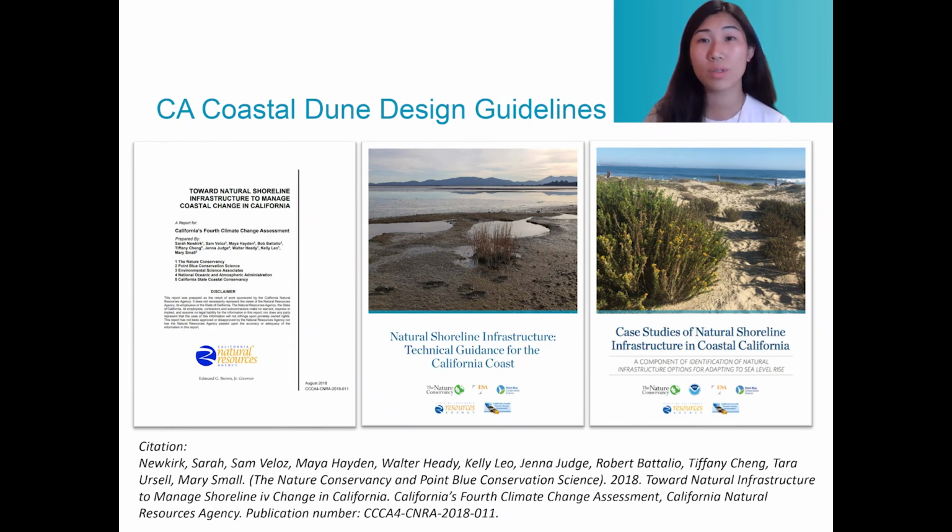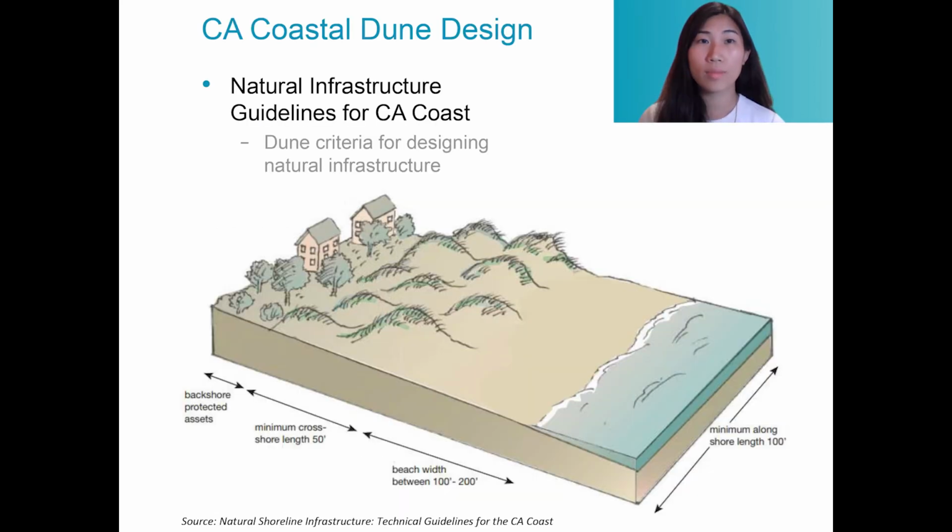As part of the California Fourth Climate Assessment, ESA, with the Nature Conservancy, Point Blue Conservation Science, and NOAA's Sentinel Site Cooperative, developed the Natural Shoreline Infrastructure Technical Guidance for the California coast, which helps users evaluate the potential for implementing natural infrastructure, such as dunes, at their site, based on physical parameters like tide range, wave exposure, total water levels, beach width, and foreshore, backshore, and other planform geometry.